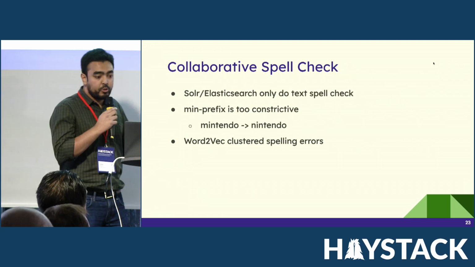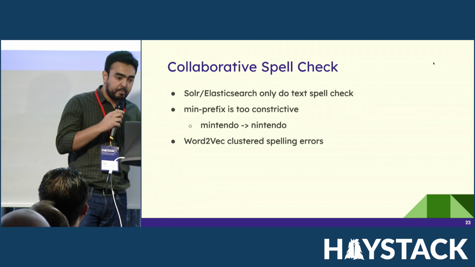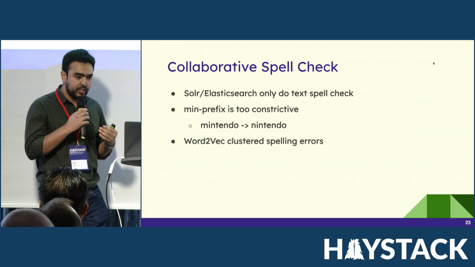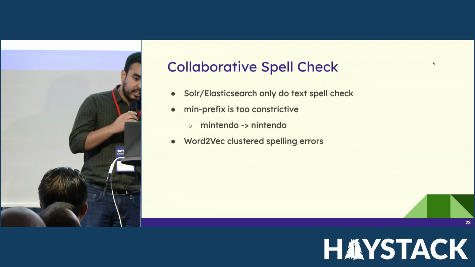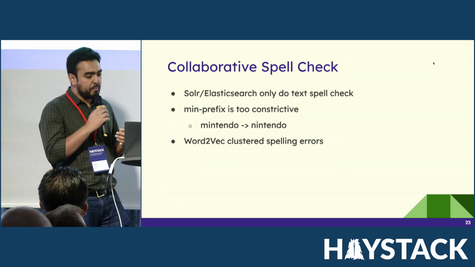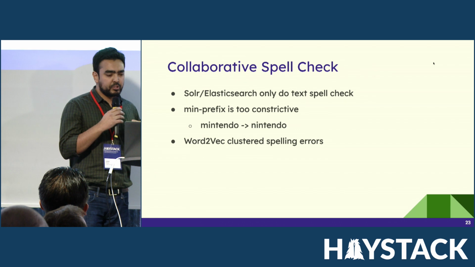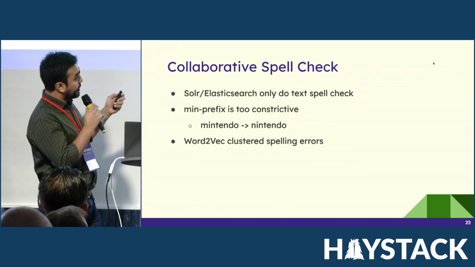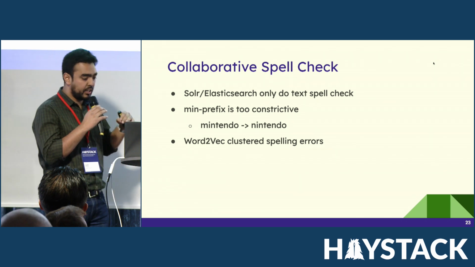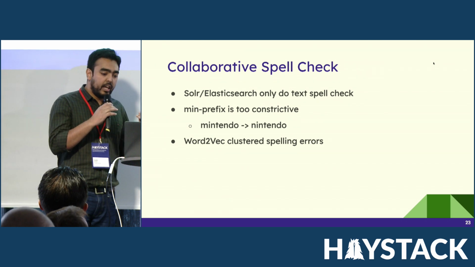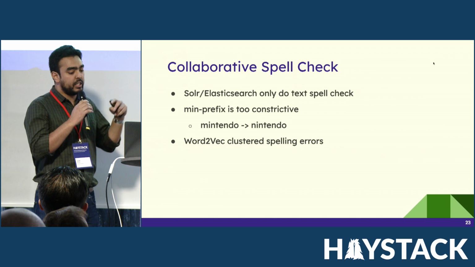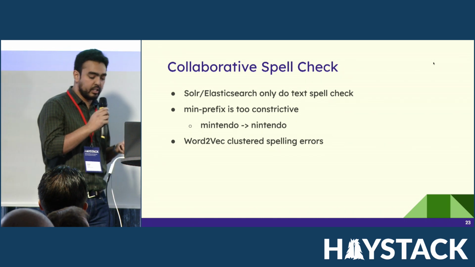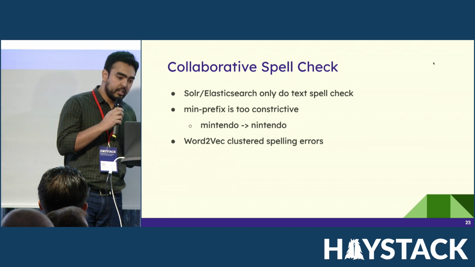So what we wanted to do was collaborative spell check. Elasticsearch and Solr, both of them do text spell check. They don't really spell check products. There's also the concept of min prefix, which I feel oftentimes personally is very constrictive. Nintendo is another common query that we've seen on our inside that our users have done. And it so happens that the keys M and N sit next to each other on most keyboards, but this is a query that Solr would never be able to correct.